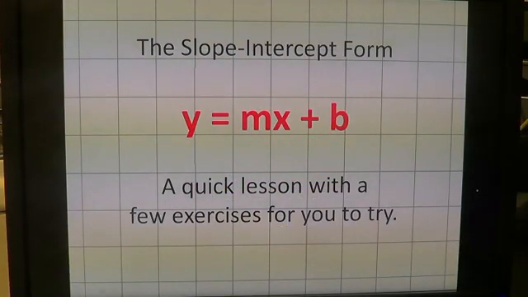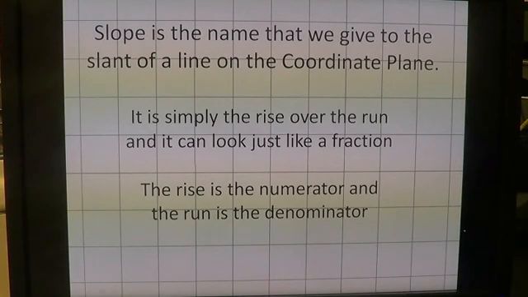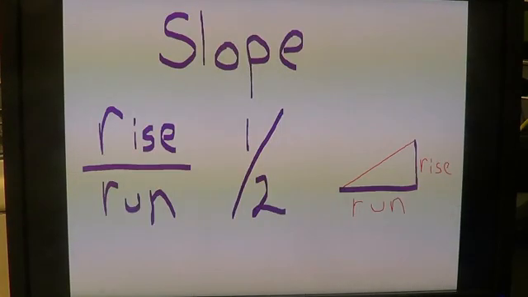The slope-intercept form, y equals mx plus b, a quick lesson with a few exercises for you to try. Slope, it's the name of the thing that we give to the slant of a line on the coordinate plane. It's simply the rise over the run, and it can look just like a fraction. The rise is the numerator and the run is the denominator.